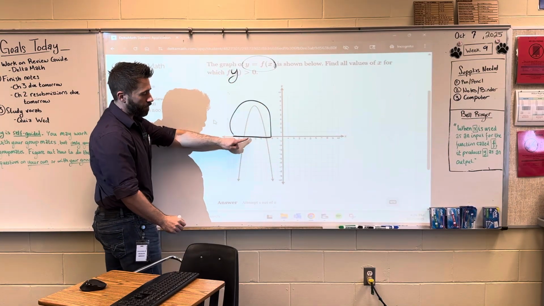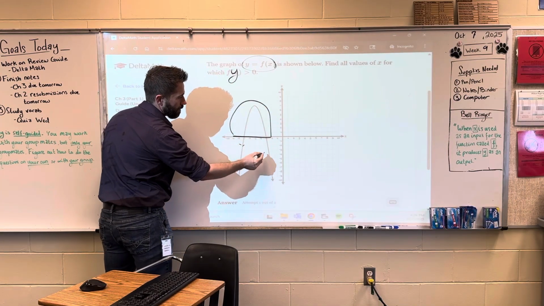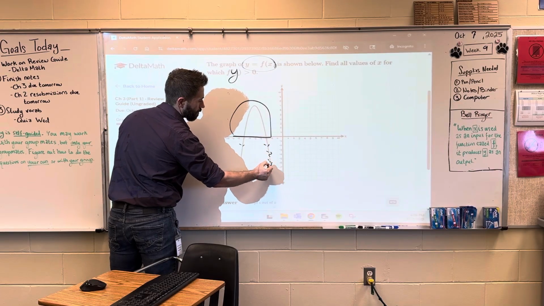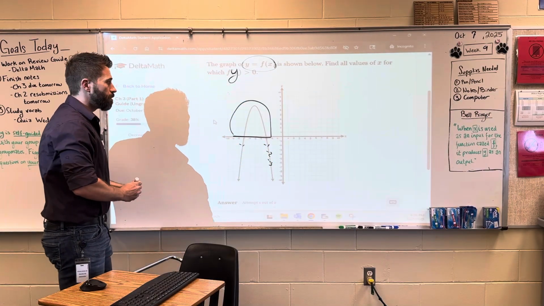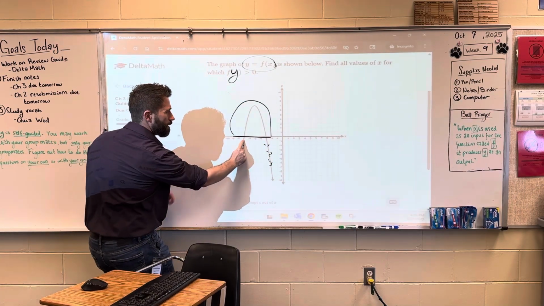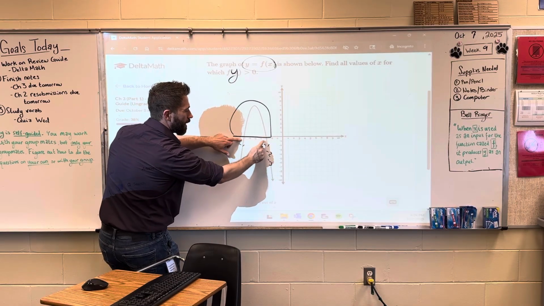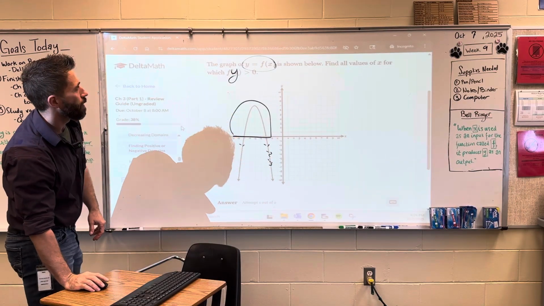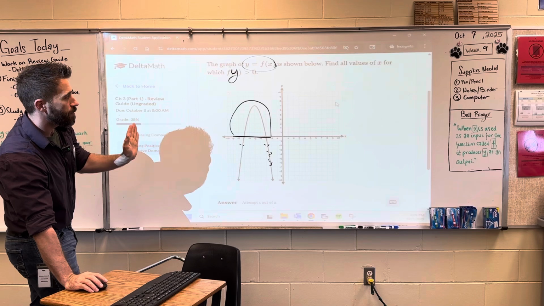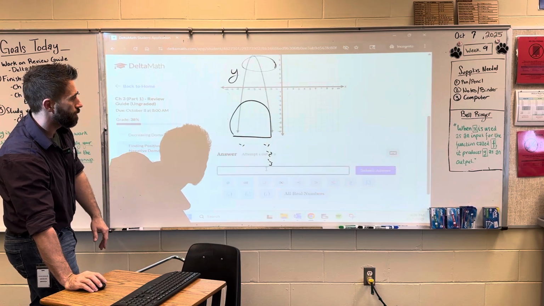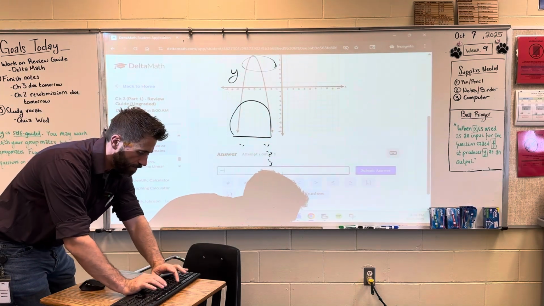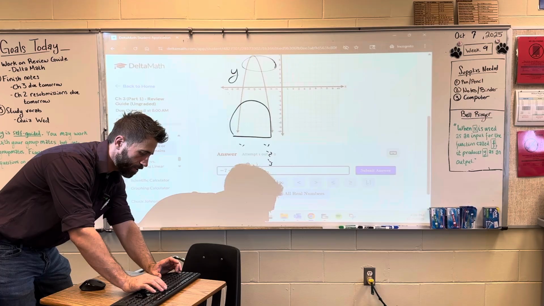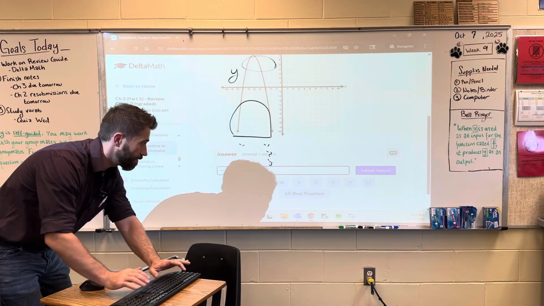Anywhere in that point. Everywhere down there, my y's are negative. -1, -1, -2, -3, all the way down there. So my y values are going to be between -7 and -3. So my values for x is between -7 and -3. So -7 is less than x, which is less than -3.